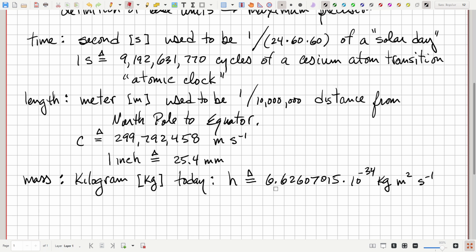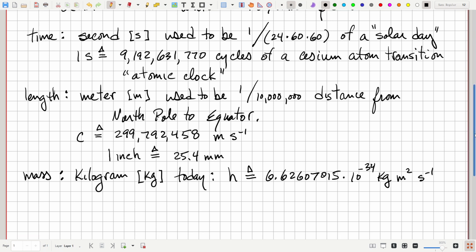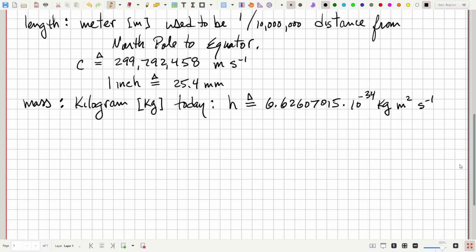Now that looks really obscure, but this constant comes up a lot in quantum physics, and it can be measured with extreme precision. So remember, the whole idea is we want to define units so that we can actually measure them with extreme precision. Okay, next we come to electric current. And the unit there is the ampere, or capital A, its abbreviation.